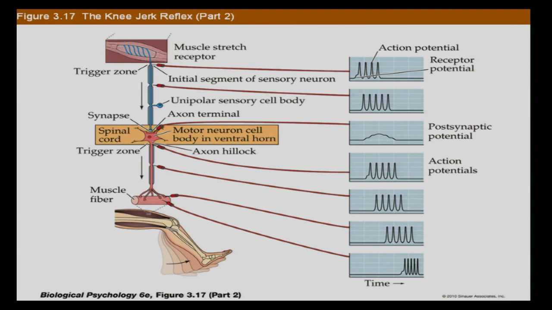The hit of the hammer stimulates the muscle stretch receptor that sets off action potentials that go very quickly. This is a thick myelinated axon, and the action potentials go from the dendrite directly to the axon, and they synapse directly onto a motor neuron within the spinal cord. So it doesn't even come all the way up to the brain. This is a motor neuron in the ventral root of the spinal cord.